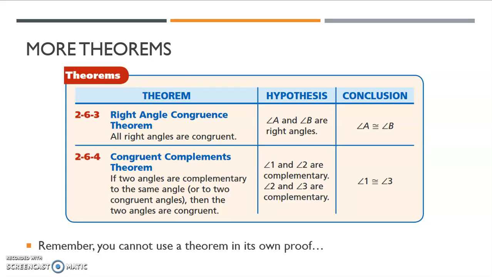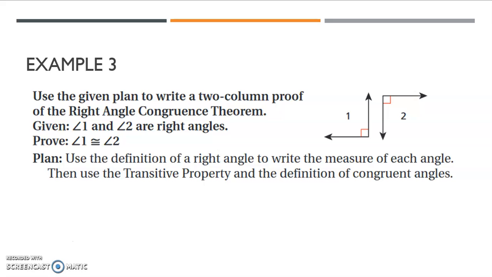So let's take a look at another example. And we're slowly working our way up to you actually completing a proof all on your own. In this one, they're going to give us a plan for our proof. Okay, they want us to prove the right angle congruence theorem. Notice it says given angle 1 and angle 2 are right angles. Prove that angle 1 is congruent to 2. They say use the definition of a right angle to write the measure of each angle, then use the transitive property and the definition of congruent angles.